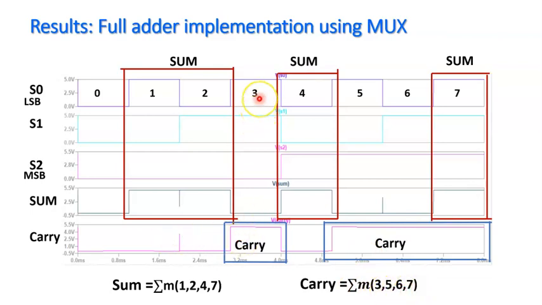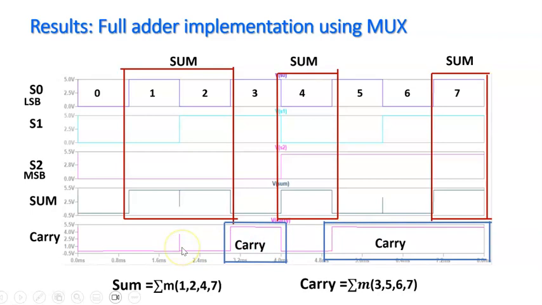Similarly, for the carry, it is 3, 5, 6, and 7. You can see that whenever S0, S1, and S2 have the combination 3, which is 0, 1, 1, we are getting a carry as a 1. And here I am getting the carry for 5, 6, and 7. For all these combinations of the inputs, I am getting the carry from here. From here onwards, carry is always high till the end. So my full adder truth table, sum and carry for various input combinations, is verified.